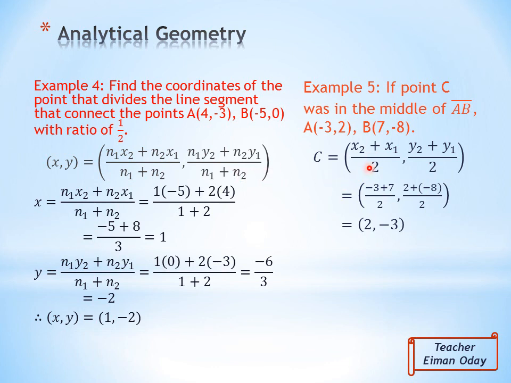But now, x2 and x1, y2 and y1, we will add the x's, we will add the y's, and we will put the value over 2 since we are talking about the midpoint. So this is negative 3 plus 7, which is 4, over 2, is 2, and 2 plus negative 8, negative 6, divided by 2 is negative 3.